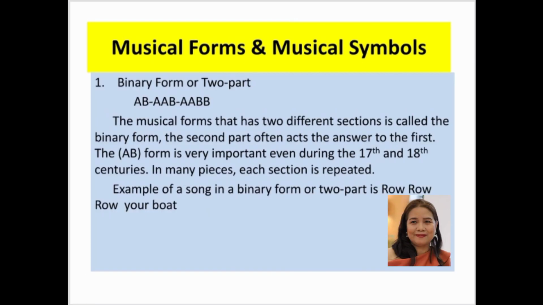Binary form, or two-part: AB, thus AAB, thus AABB. The musical form that has two different sections is called the binary form. The second part often acts as the answer to the first. The AB form was very important during the 17th and 18th centuries. In many pieces, each section is repeated. An example of a song in binary form, or two-part, is Row, Row, Row Your Boat.